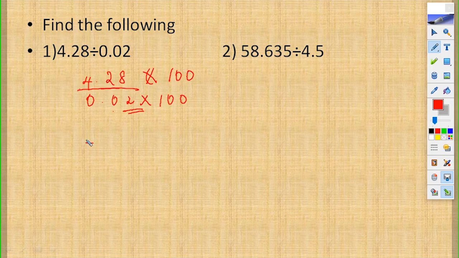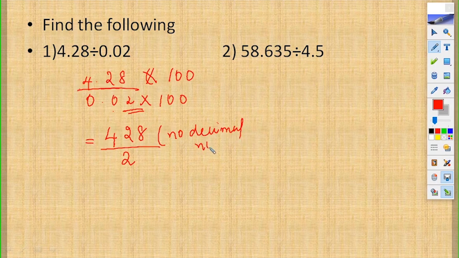So what will I get after multiplication? I will get 428 divided by 2. Now you will see the new dividend has no decimal places. So just leave it there. Now, what is 428 divided by 2? I'll get 214. No more decimal places because the new dividend has no decimal places.